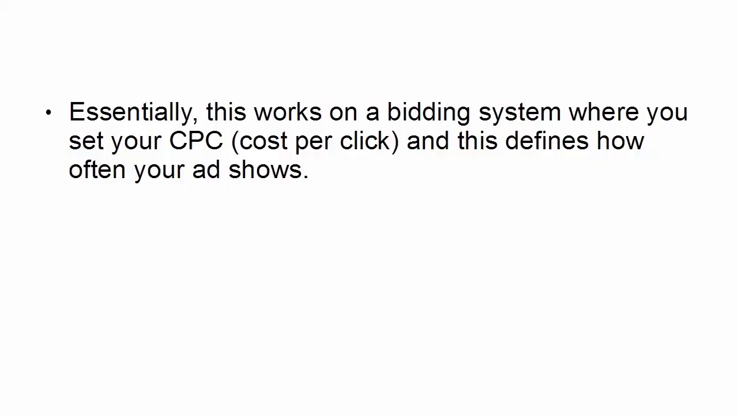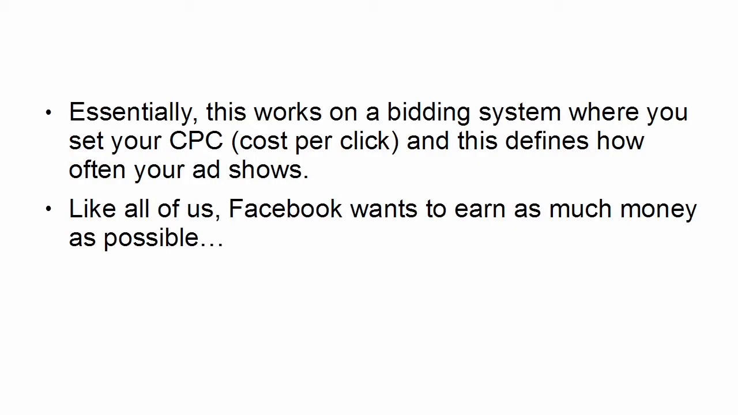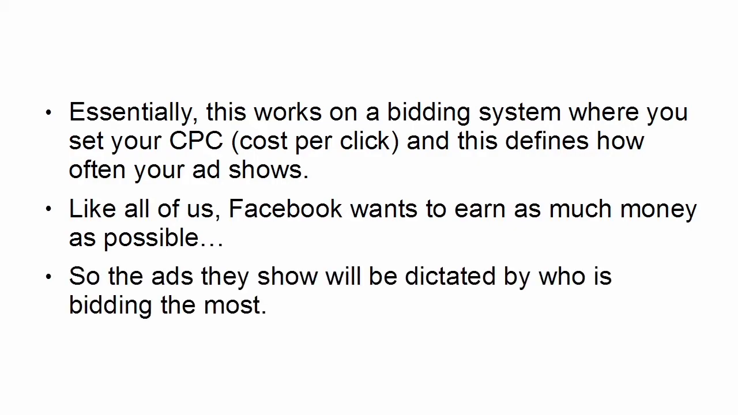Okay, I know what you're thinking. If there's no set budget, how can you calculate how much you're going to pay? Well, Facebook make this quite easy for you. Essentially, this works on a bidding system where you set your CPC, your cost per click, and this defines how often your ad shows. Now, like all of us, Facebook wants to earn as much money as possible. So the ads they show will be dictated by who is bidding the most.